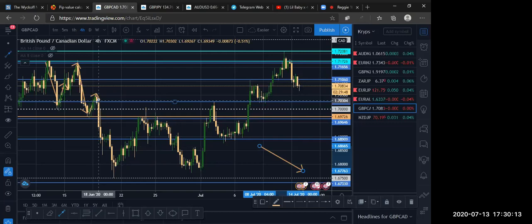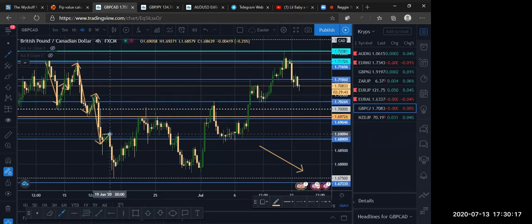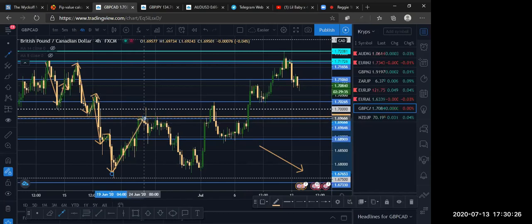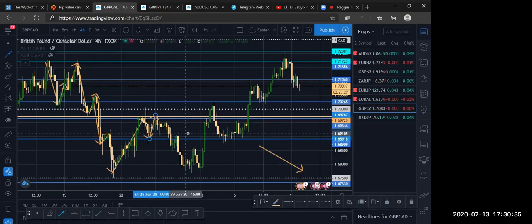So you're going down, you go down. Nice little pullback. You're going down. You go up. Go down. You go up. This is another like relative double top, kind of, sort of.